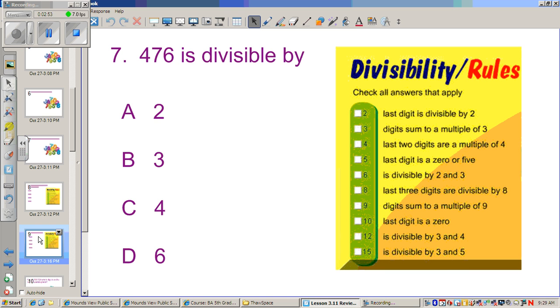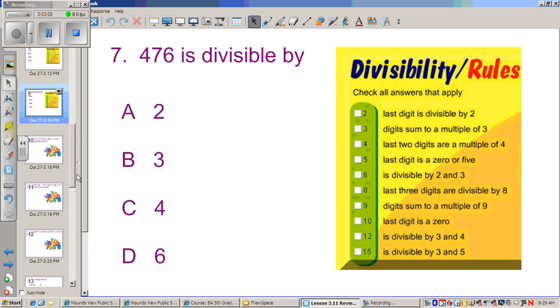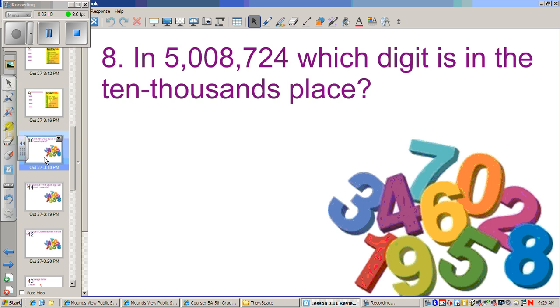Number 7, 476 is divisible by, and again, remember, what do we know about it? And our adding up sums. Check all of your rules to make sure you pick the right one. Number 8, in 5,008,724, which digit is in the 10,000ths place? Which digit is in the 10,000ths place, not thousandths. Sorry, thousands.